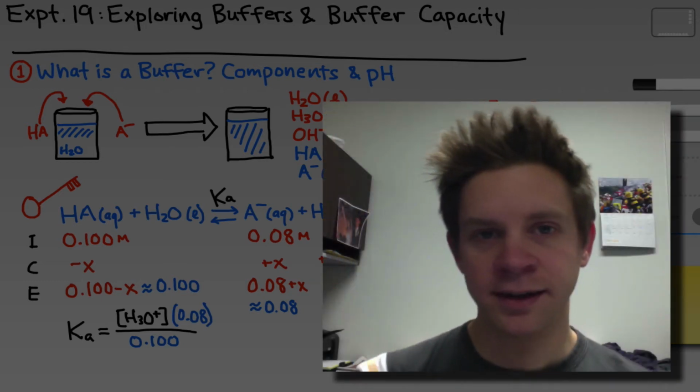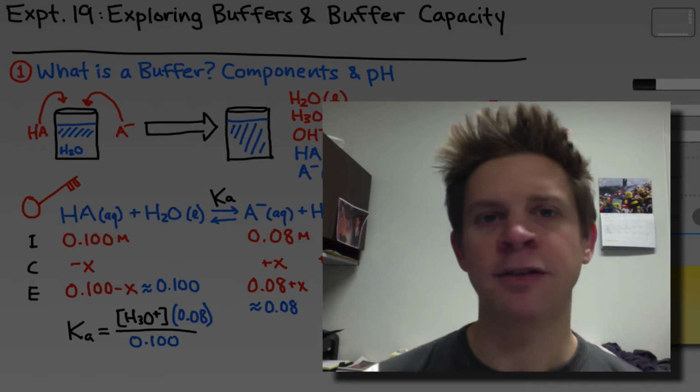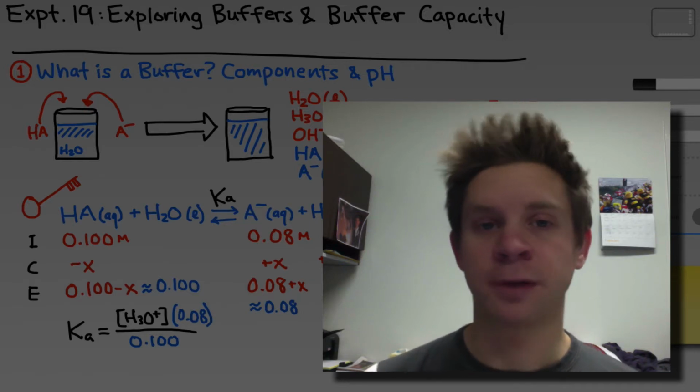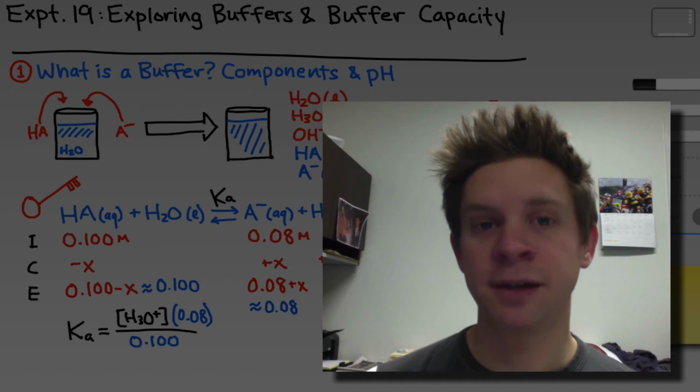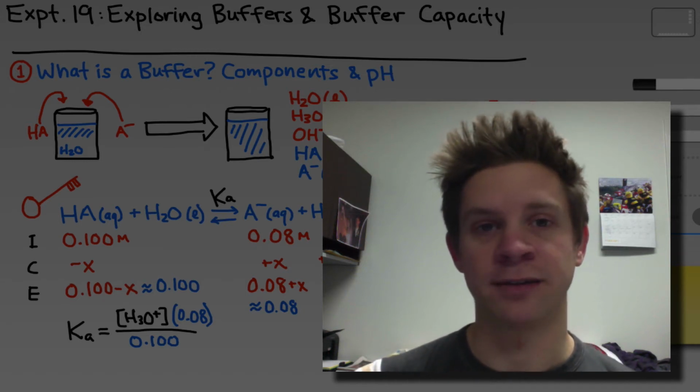Experiment 19 in Chem 1212 is titled Exploring Buffers and Buffer Capacity. In this experiment, you're going to design a buffer system and then test the ability of that buffer system to resist changes in pH when strong acids or bases are added to it.